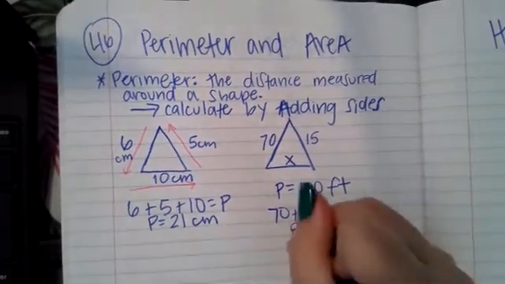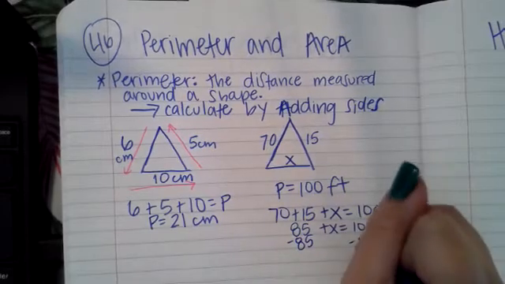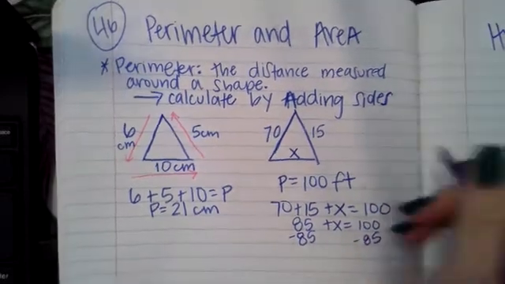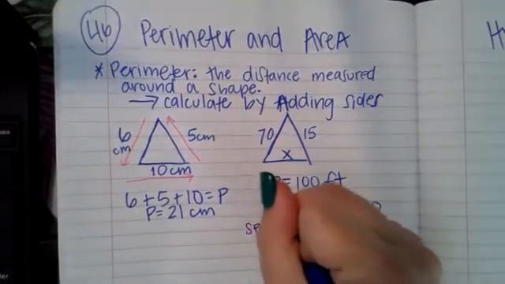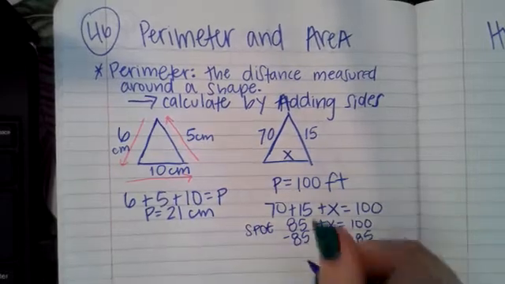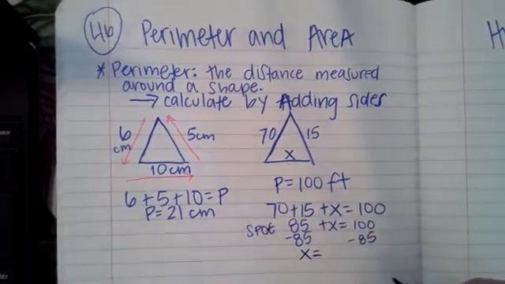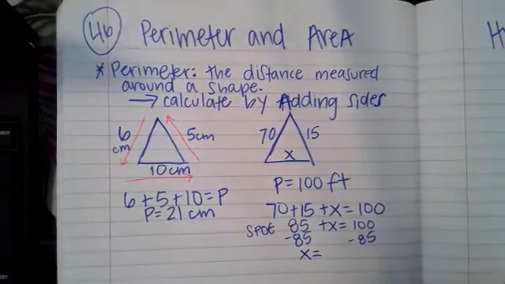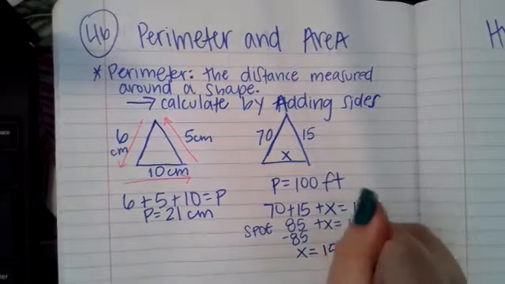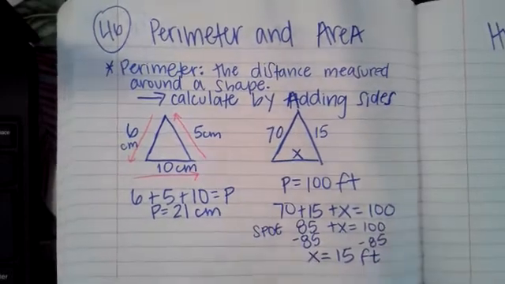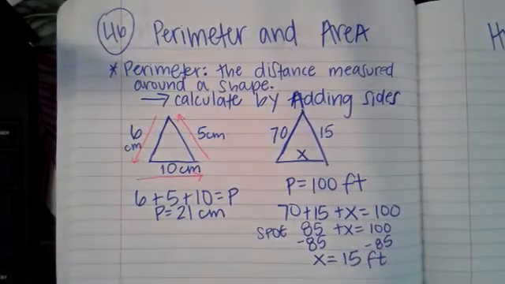And to get x by itself, I'm going to use the subtraction property of equality, my SPOE, to figure out what that side x equals. 100 minus 85 is 15. So that missing side length is 15 feet.